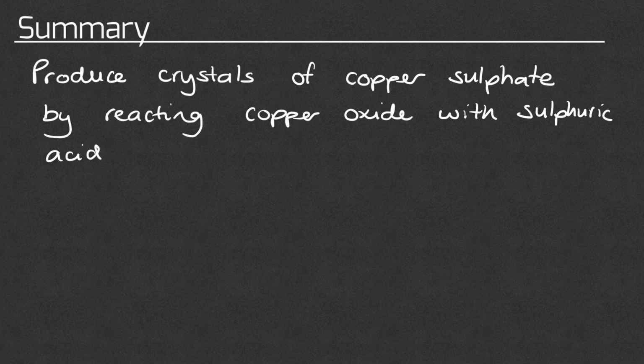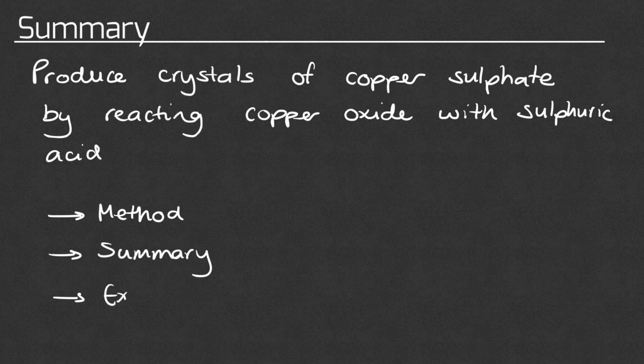This video covers required practical 1, which asks you to produce crystals of copper sulfate by reacting copper oxide with sulfuric acid. We will cover all the steps in the method for this practical, a summary of the method which you would use if you were answering a 6-mark exam question, and look through some additional questions you might be asked about the practical.